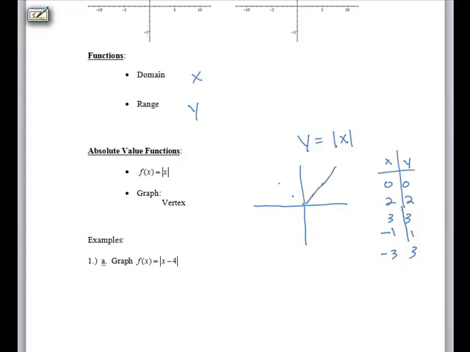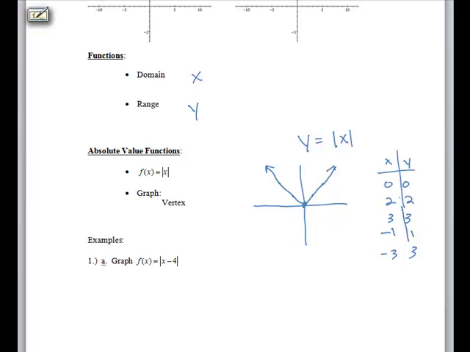So the graph of an absolute value is always going to be in the shape of a V. This particular equation, y is equal to the absolute value of x, is in the shape of a V that opens up, where the point called the vertex, where the direction changes, is at the origin.